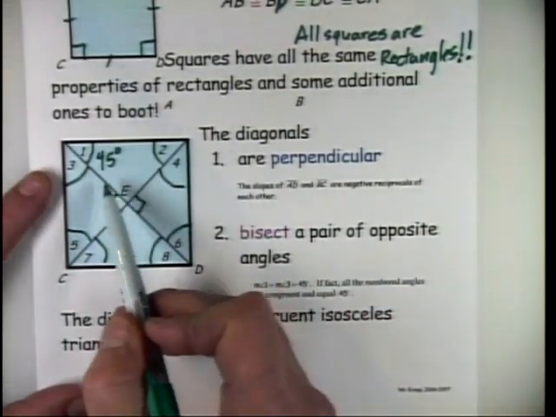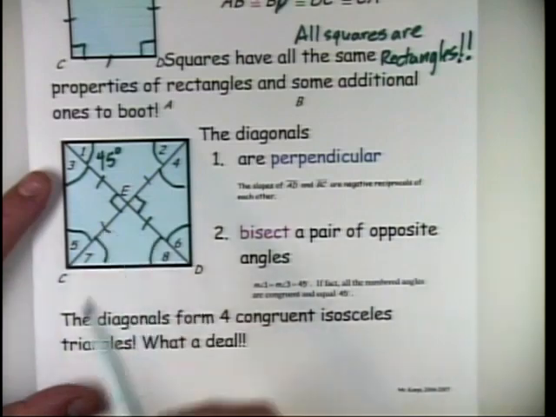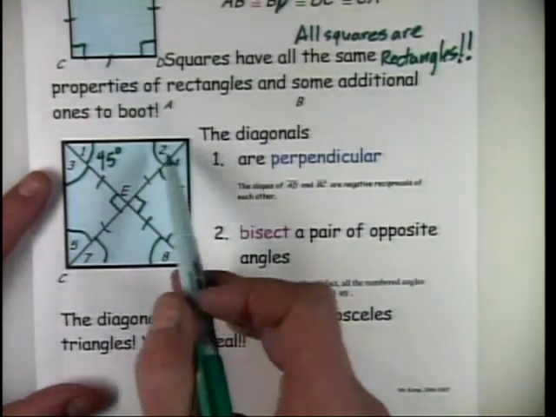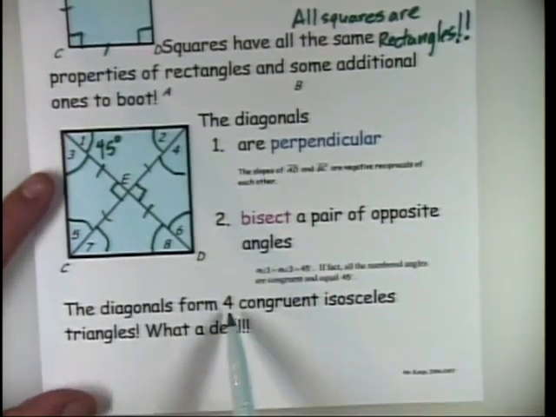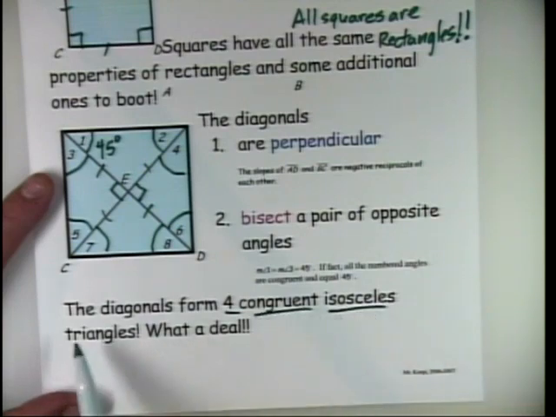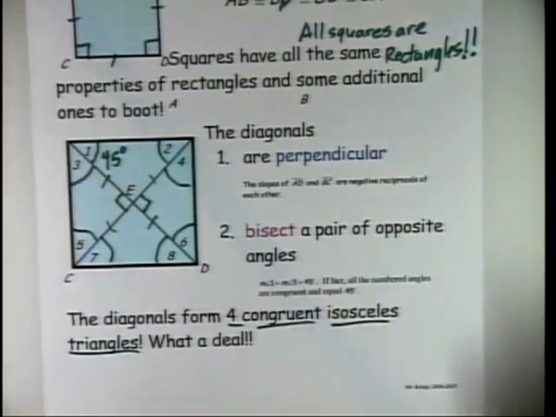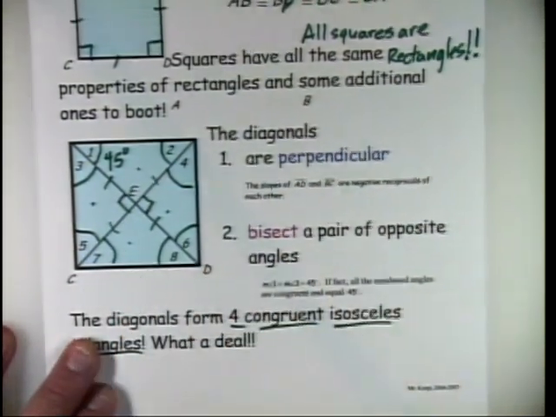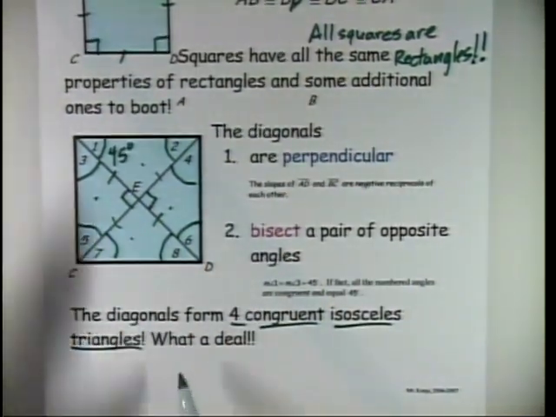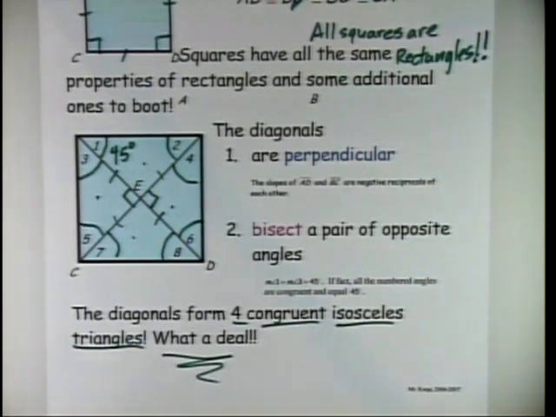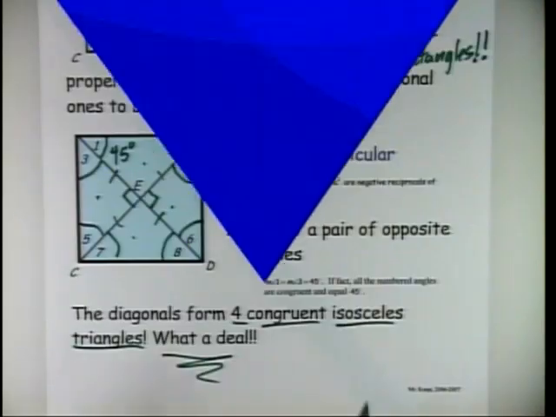Which basically means I have 1, 2, 3, 4 congruent half diagonal segments with equal angles. We get 4 congruent isosceles triangles, not just 2 sets of congruent triangles like in a rectangle. All 4 of these triangles in the square are congruent isosceles triangles. And that right there is quite a bargain. What a deal. Okay? Let's look at an example now with squares.